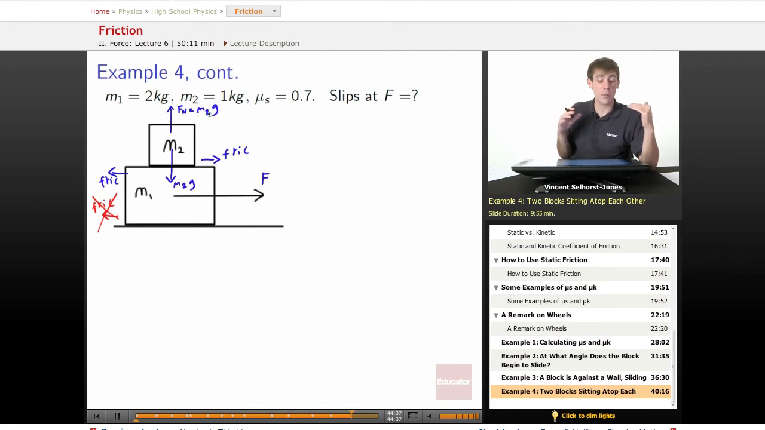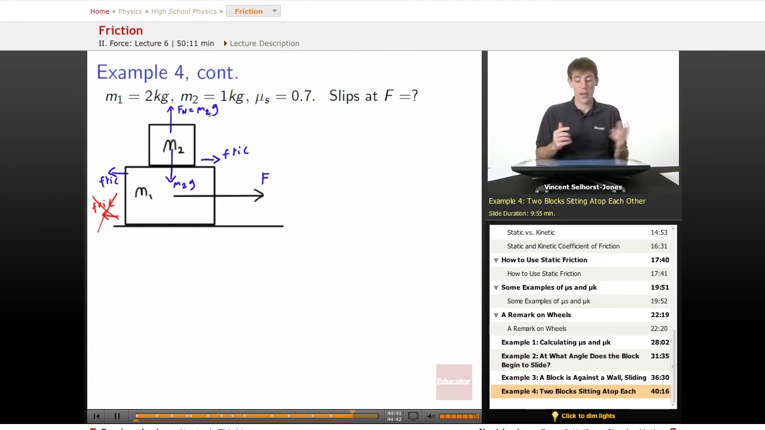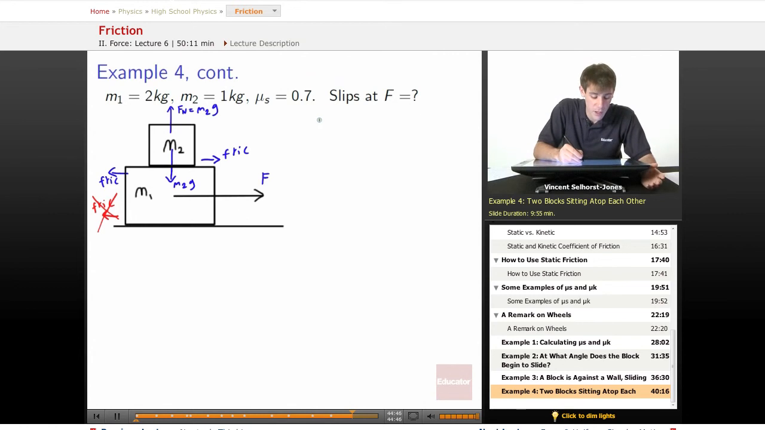So that means that the normal force has to equal M2 times G. All right, so with this in mind, we can start coming up with our formulas. So net forces, we know that F will make this the positive direction. We know that F minus friction equals the mass M1 times the acceleration, right?